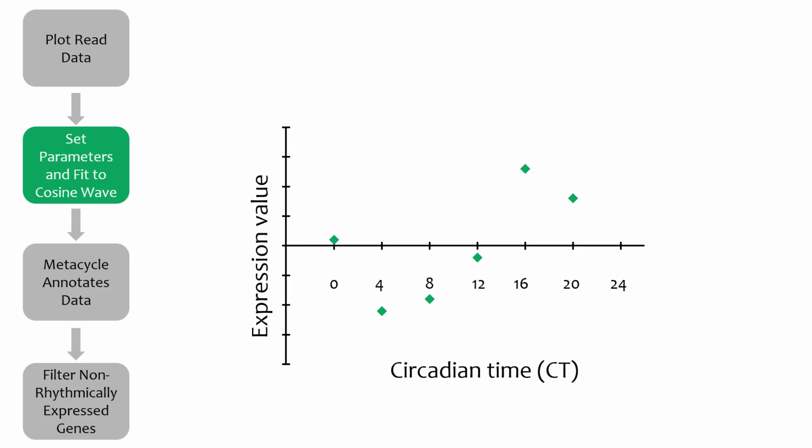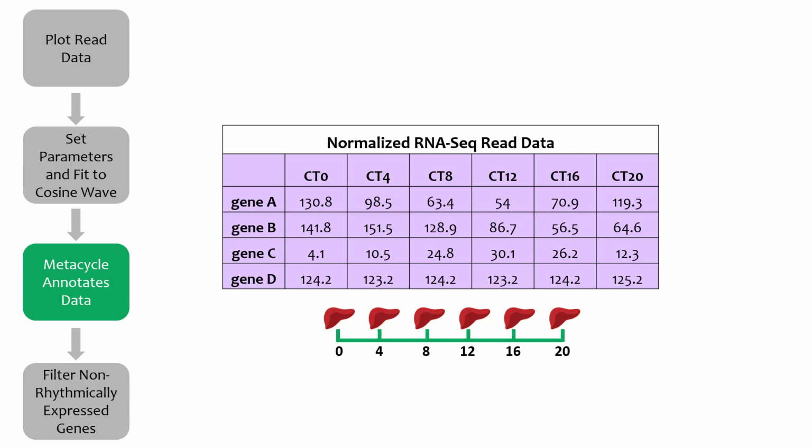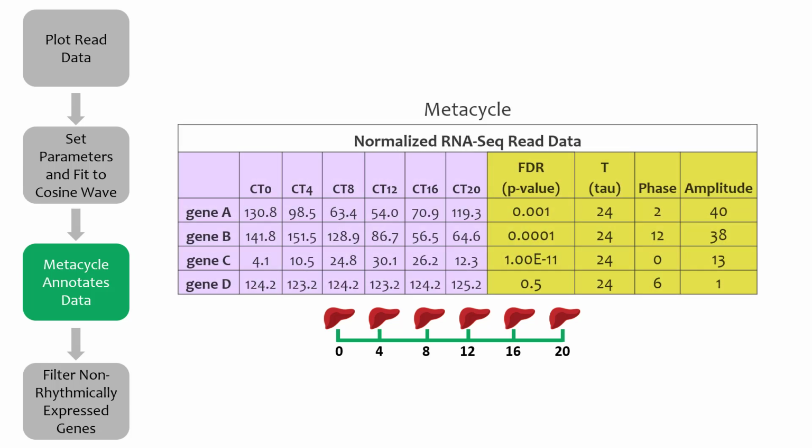Because circadian rhythms should be close to 24 hours, this analysis looks only for oscillations in gene expression with period lengths between 20 and 28 hours. After the parameters have been set, MetaCycle will calculate the amplitude, period length called tau, and relative phase. Also reported is a false discovery rate as a p-value for the rhythm in the expression of each gene.